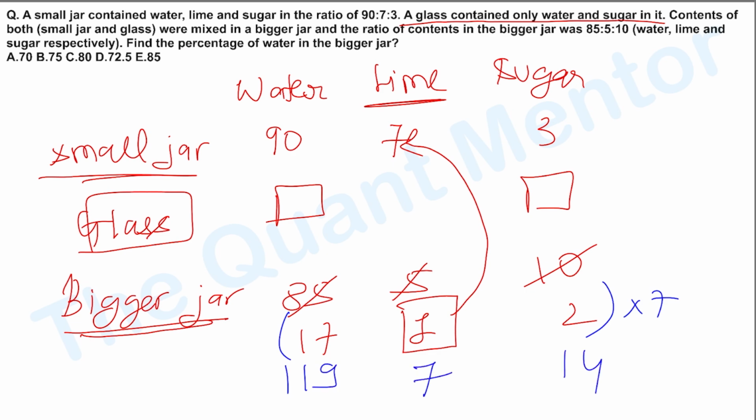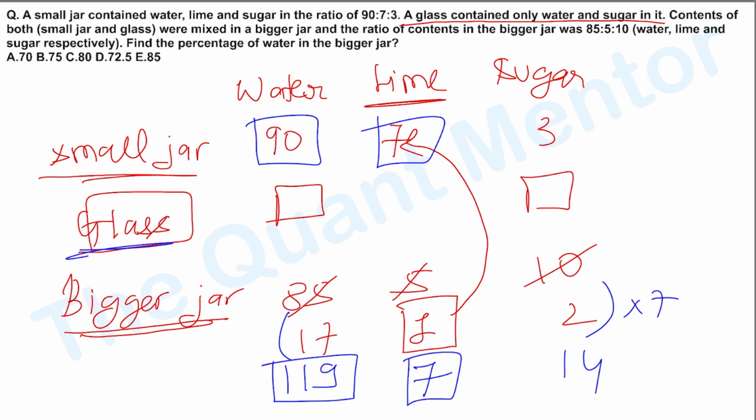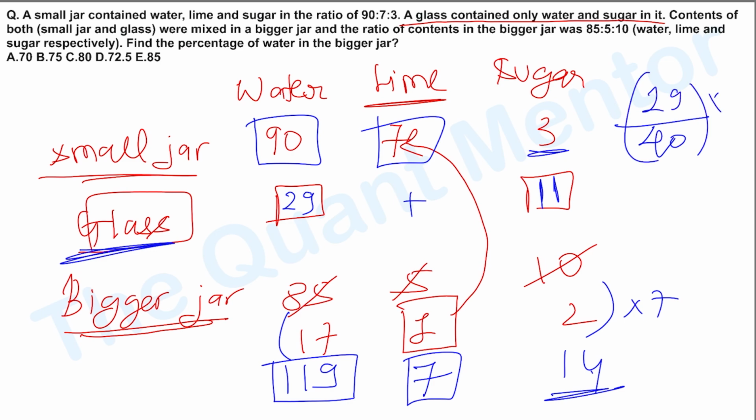And now after we make the lime content in both the ratios the same, we can directly compare the remaining components. The total water content in the bigger jar is 119 units. Out of that, 90 units came from the smaller jar. So obviously the glass contains 119 minus 90, 29 units of water. And the sugar content in the smaller jar was 3, while the bigger jar contains 14. That means the glass contained 14 minus 3, 11 units of sugar. So now the glass basically contains 29 plus 11, that is 40 total units, out of which 29 units is water. 29 out of 40 multiplied by 100 is basically 72.5%.